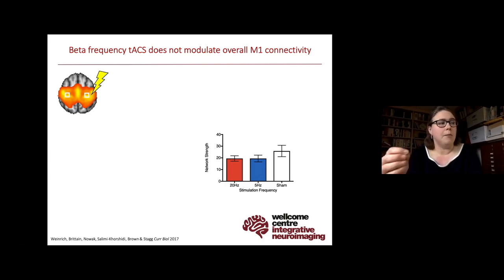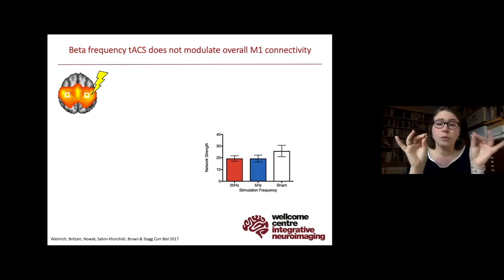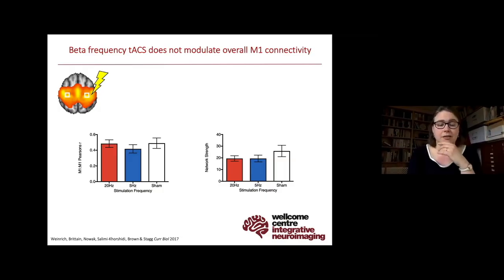Similarly, we can look at connectivity between motor cortices. So we know that most of the connectivity in motor cortex is with the other motor cortex, so we can look at that connection. And similarly to the overall network strength, we saw no change in overall connectivity of the primary motor cortex.